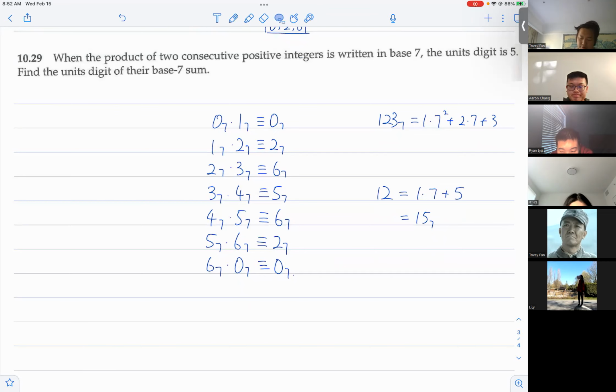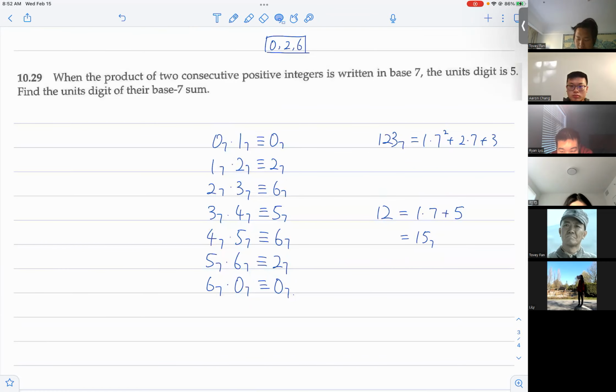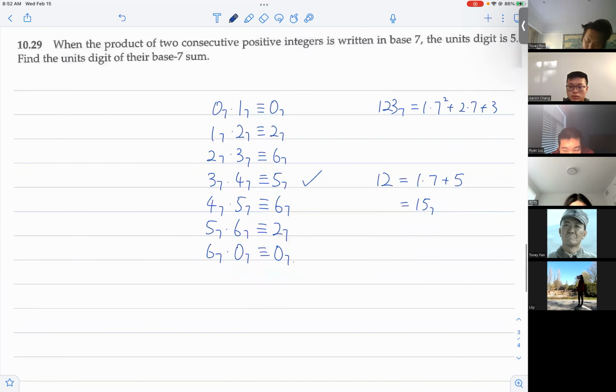So which one has a unit digit of 5? 3 and 4. Yeah. And what is the sum of their unit digit? 7. Do you have 7 in base 7? 1, 0. Yeah, so the unit digit would be 0 here, right? Okay, makes sense? So the answer is 0.